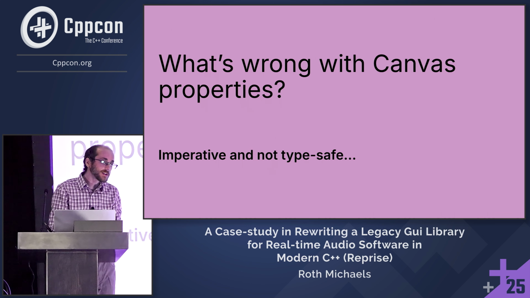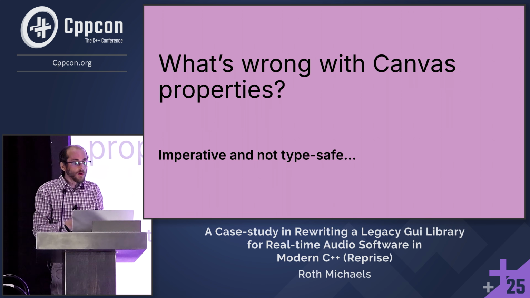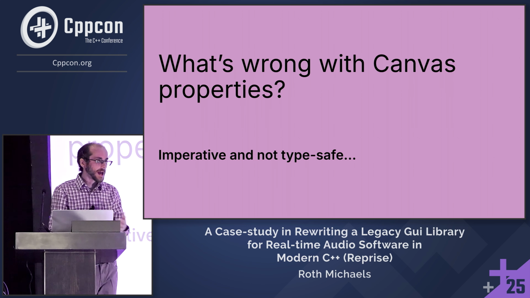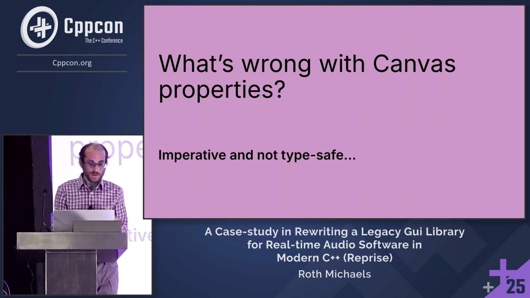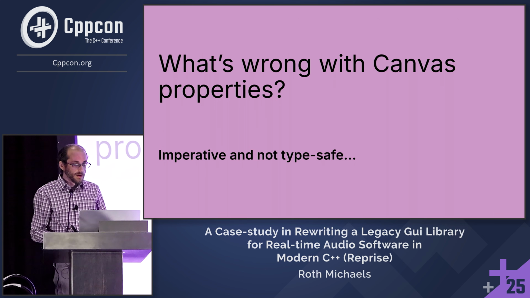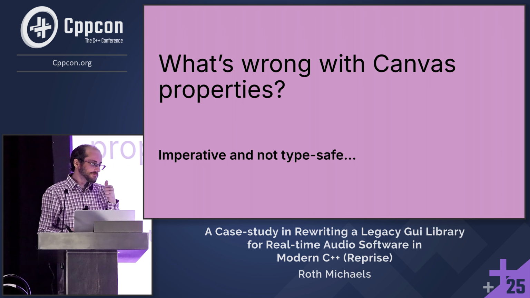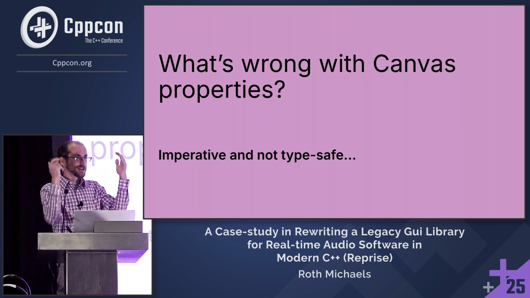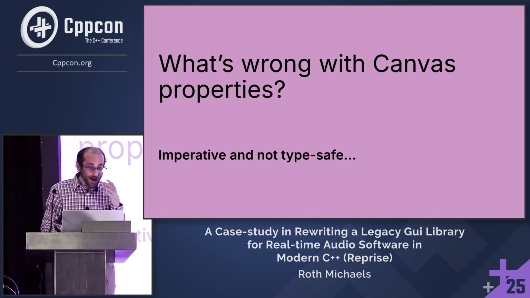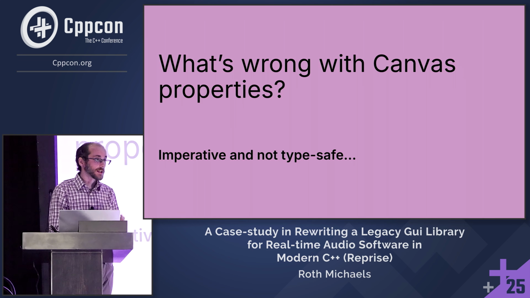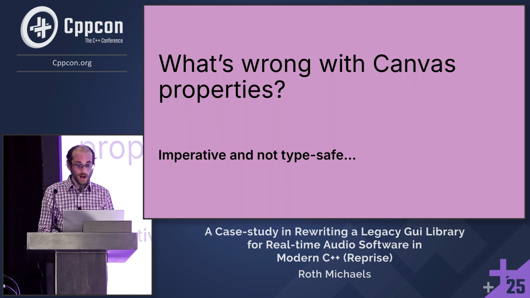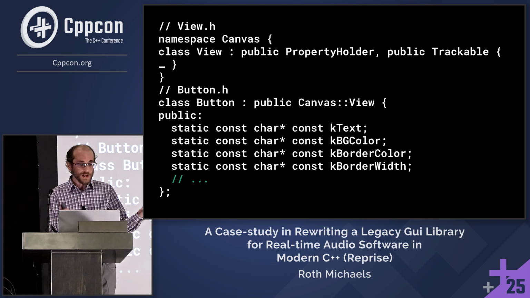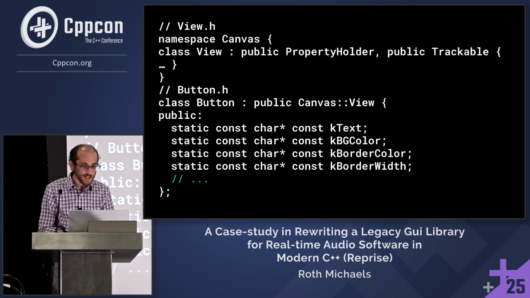So specifically talking about this property system, what was wrong with the system we already had in Canvas, the old library? Two main things. One, it was imperative, and by being imperative, it meant that you could choose to do weird things like conditionally declare properties. And also, it was not type safe. So there was a lot of runtime error checking. So this is what it kind of looked like in the old system when you'd set up properties.